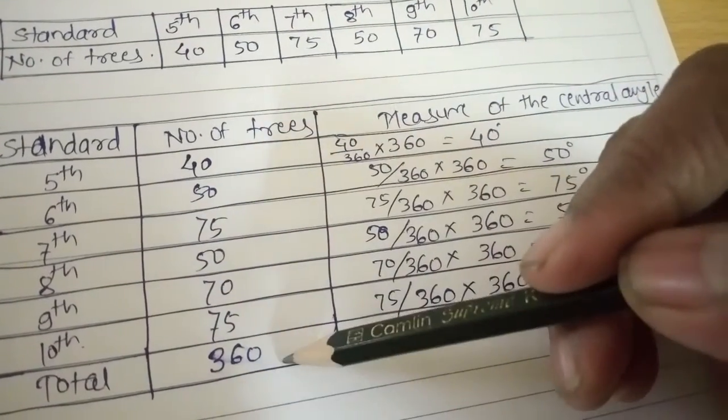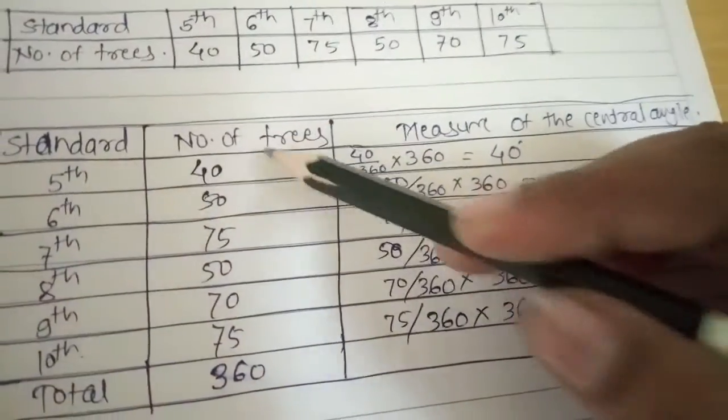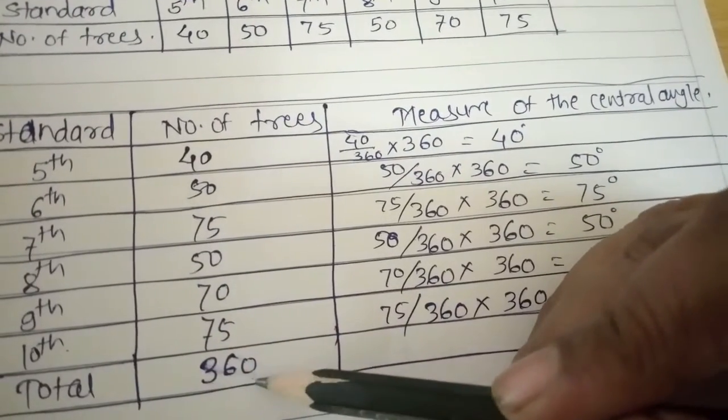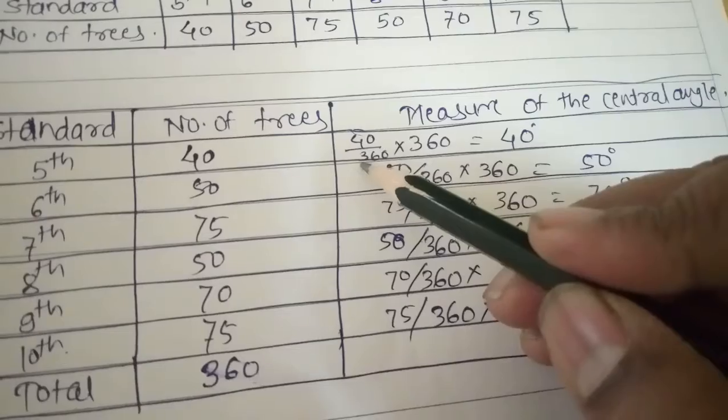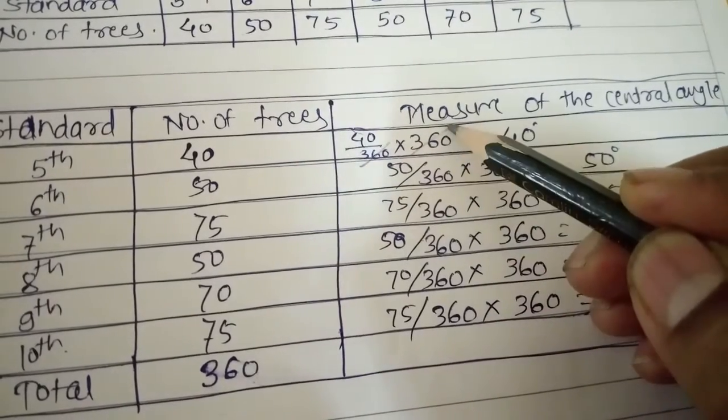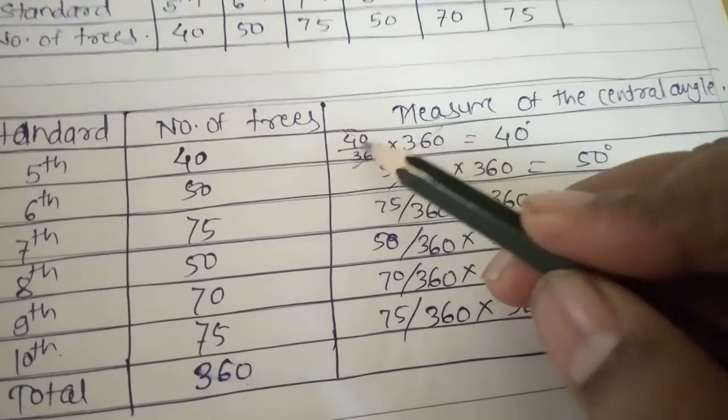The number is 360. So it is a very simple example, because if the addition is 360, this 360 can be easily cancelled with this 360. See here, 360 cancels with this 360, so there is no need of calculation.